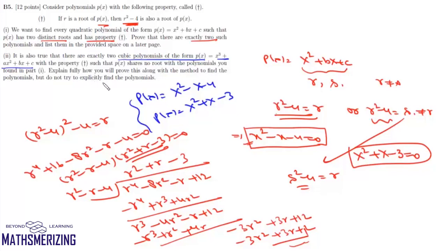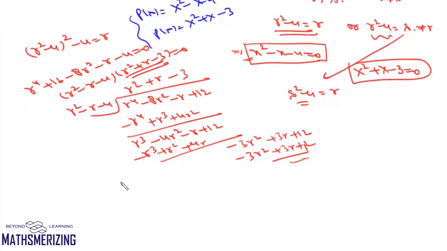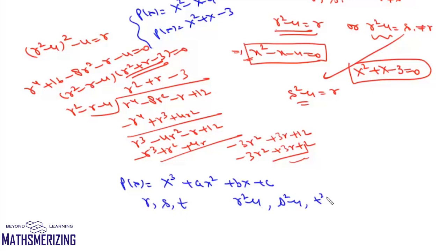Now we need to explain how you will prove this along with the method to find the polynomial, but we need not explicitly find those polynomials. Now we have this cubic equation p(x), which is x cube plus ax square plus bx plus c. Here we have three distinct roots, say r, s and t. If r, s and t are roots of this equation, then r square minus 4, s square minus 4 and t square minus 4 are also roots of this equation.